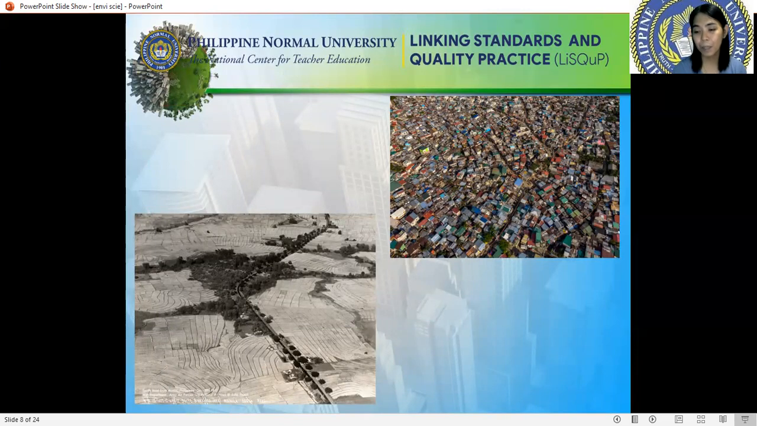Similarly, that's also happening in our country. This one is a place here in Metro Manila. During the early 1900s, it was a vast space used for agricultural land. However, as of today, it's a highly urbanized place or city. Napaka-urbanized na siya, wherein the center of industrialization takes place.